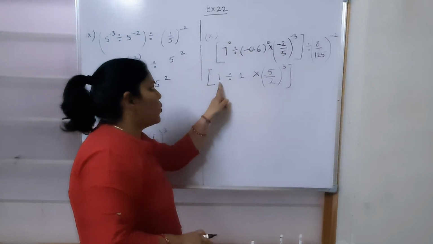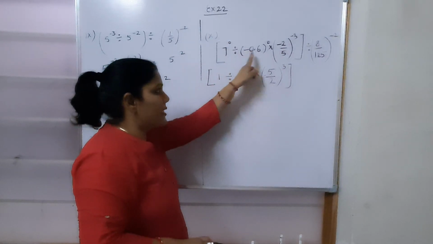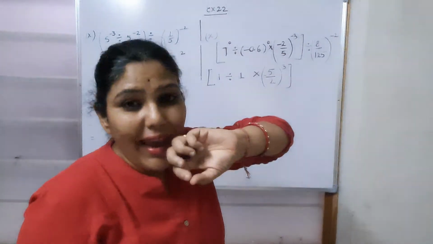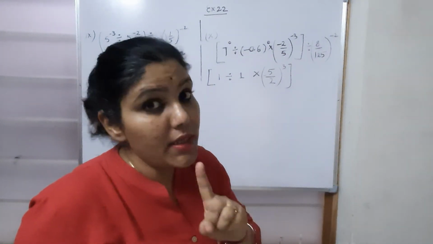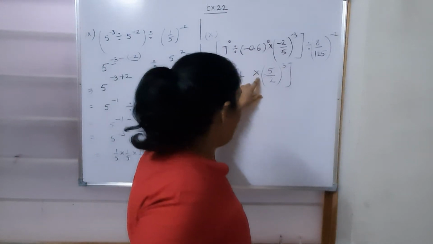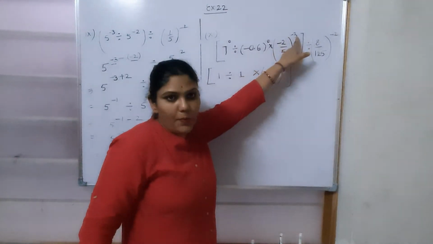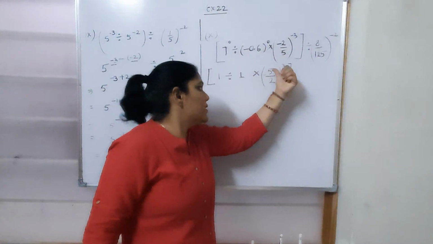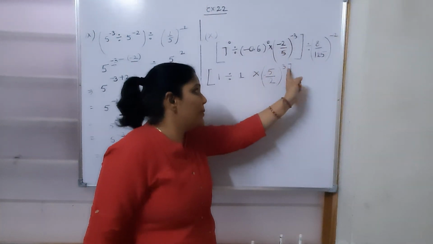7 raised to the power 0 is 1, divide sign is there, minus 0.6 raised to the power 0. Any number raised to the power 0 is always equal to 1. Multiply. Now, to make the power positive, we have to take the reciprocal of the base. So, this is minus 5 upon 2, minus 3 will become plus 3.